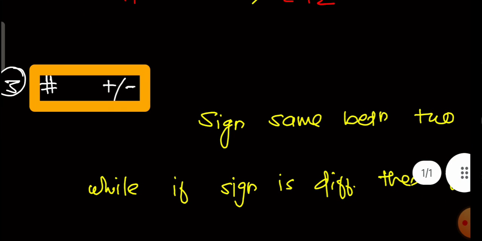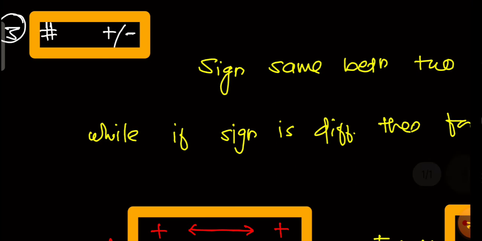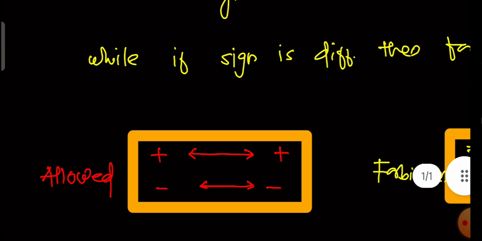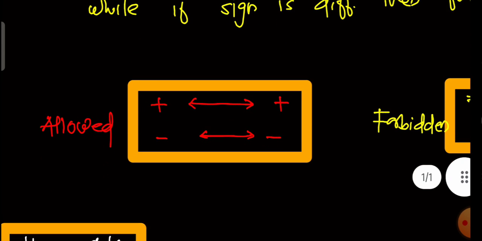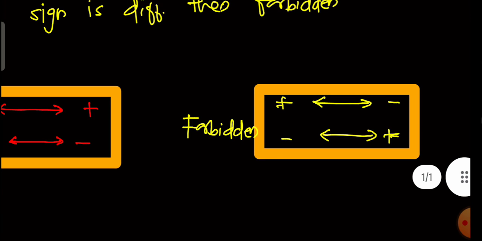During the course of a transition, your sign should be the same between these two states, that is plus 2 plus is allowed, minus 2 minus is allowed, while plus and minus are forbidden. The first block is allowed, while the second block is forbidden.